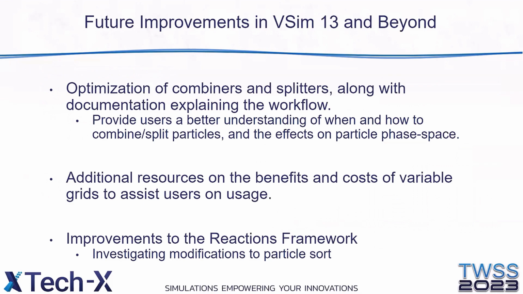So there are several improvements that we are looking to include in VSim 13 or VSim 14, depending upon technical issues. And this is, again, the optimization of combiners and splitters, along with better documentation for users explaining when they would or wouldn't want to use combiners and splitters, those effects on particle phase space, etc. We also plan on having additional resources on the benefits and costs of moving to variable grids, and to assist users on when they may want to make that switch from a uniform to a variable grid. And we're also investigating some additional improvements to the reactions framework. So our work here on the custom domain decomposition really is just the start of a number of optimizations that we plan on making to VSim 13.